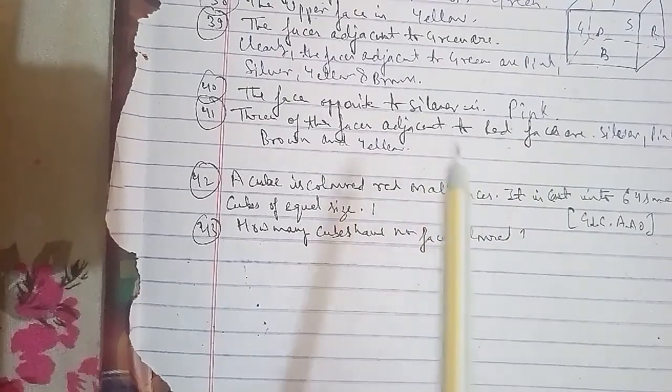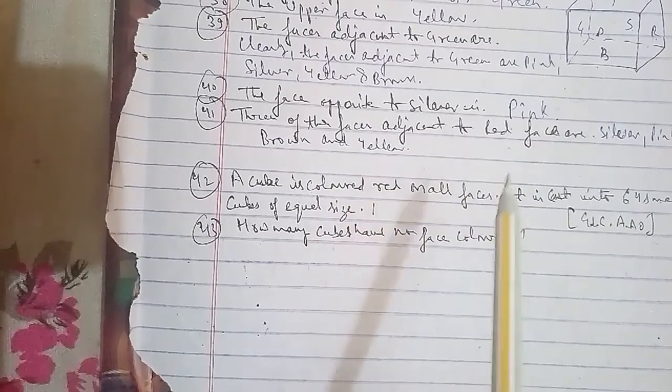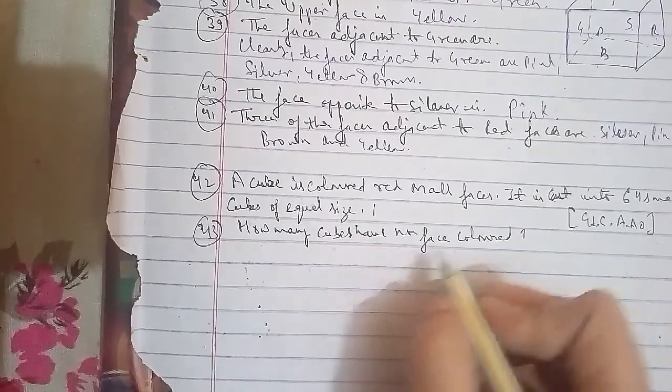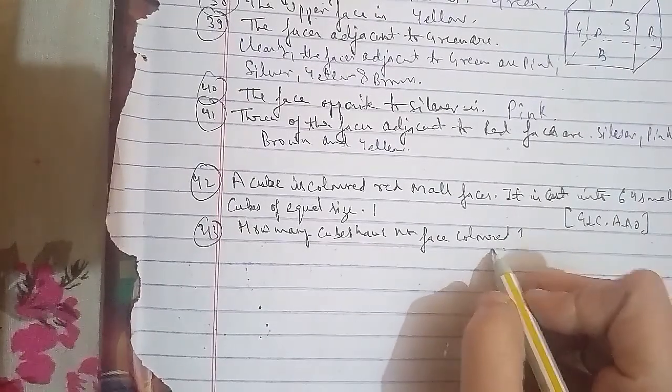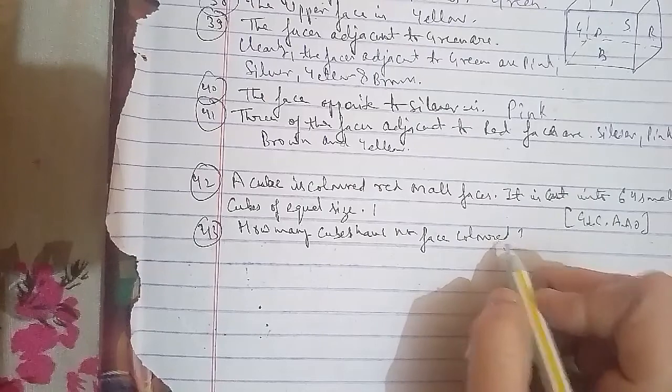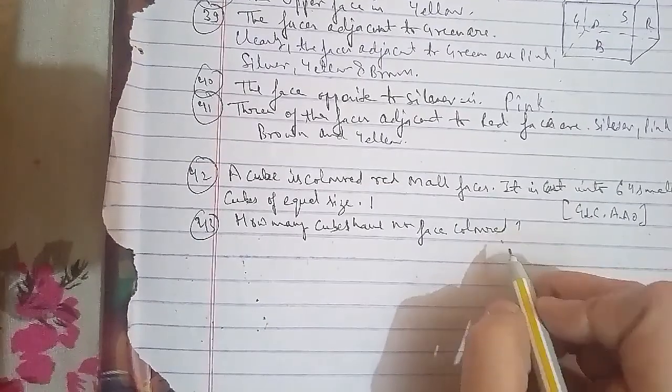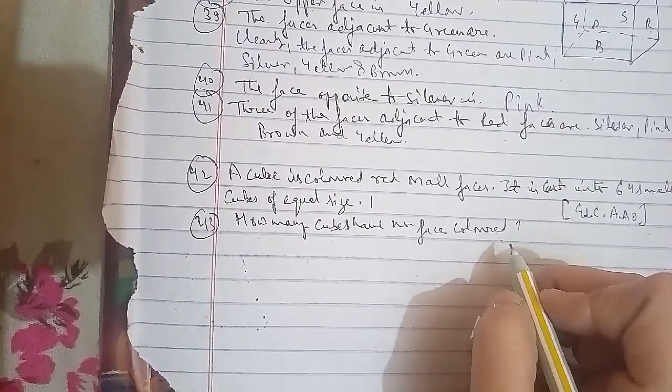So for the solution, we have to find how many cubes have no face colored. The 4 central cubes in the second layer and the 4 central cubes in the third layer have no face colored. Thus there are 8 such cubes, and this has been asked in the GIC AAO examination paper.